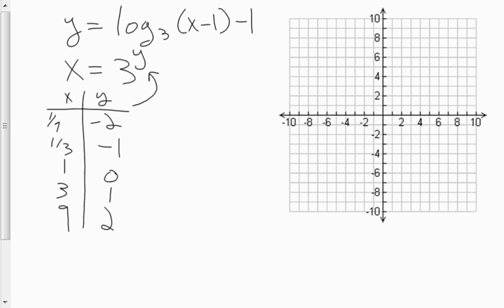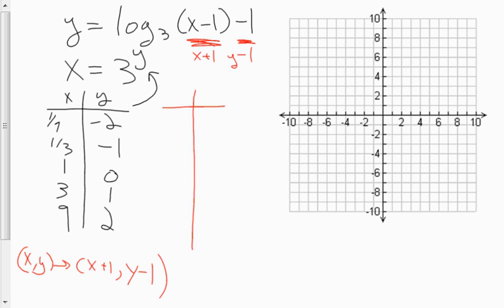And then we can transform it. So our transformation here is (x, y) transforms into (x plus 1, y minus 1). So this here is the x plus 1, and this here is the minus 1 for the y. So the table that we'll graph will be 1 and a 9th, 1 and a 3rd, 2, 4, 10, and the y values would be -3, -2, -1, 0, and 1.